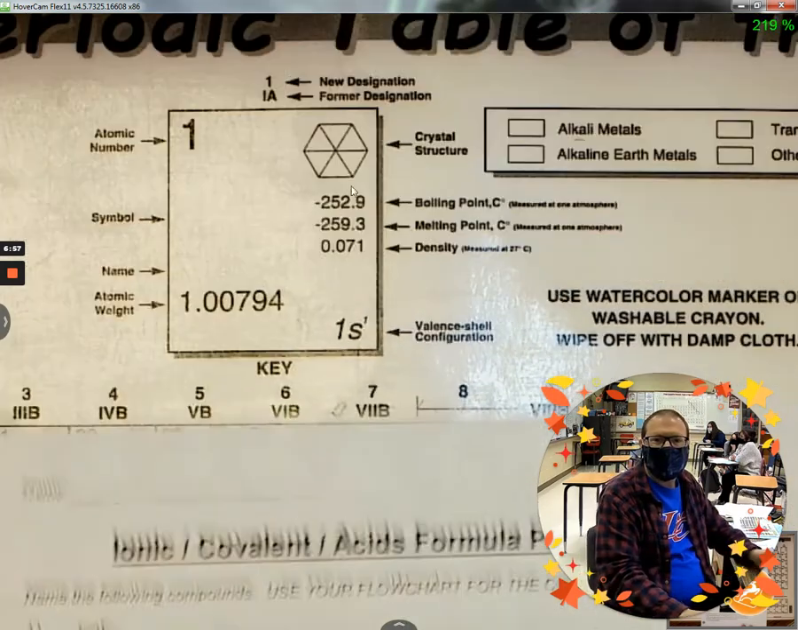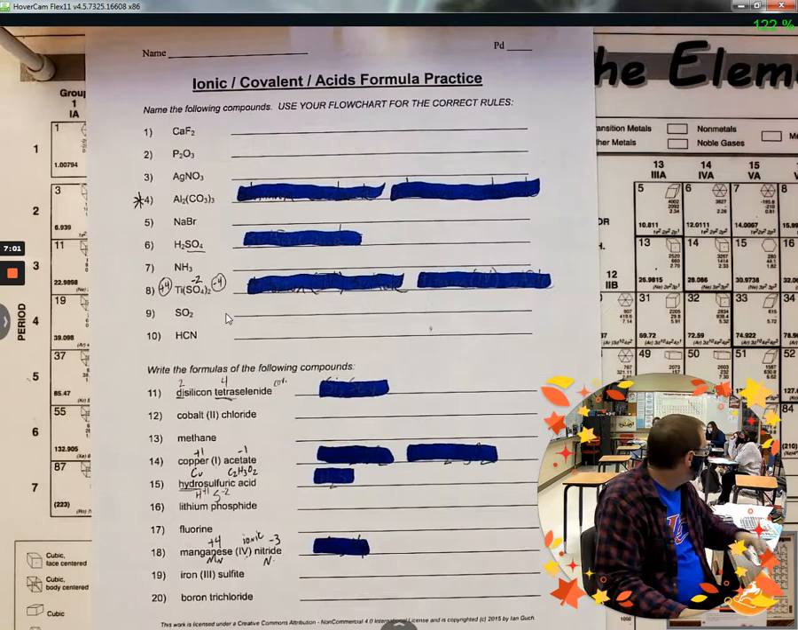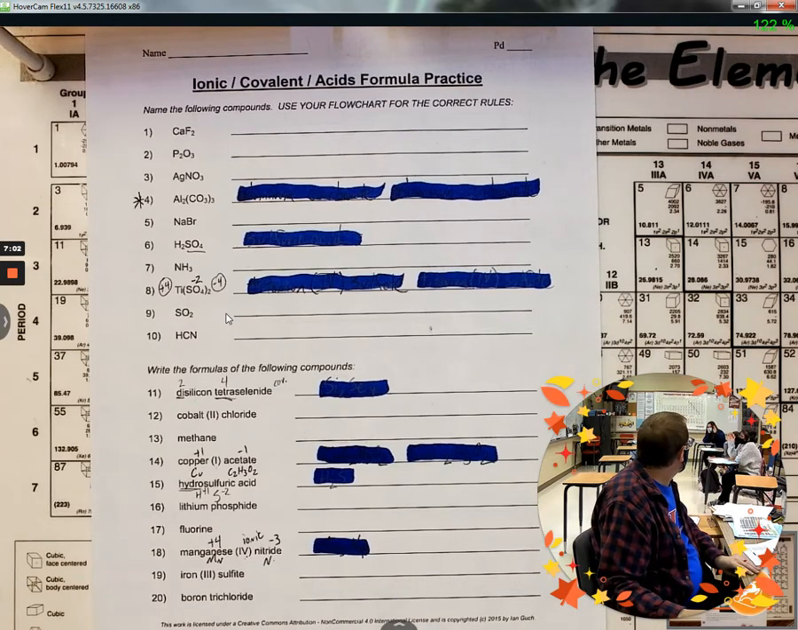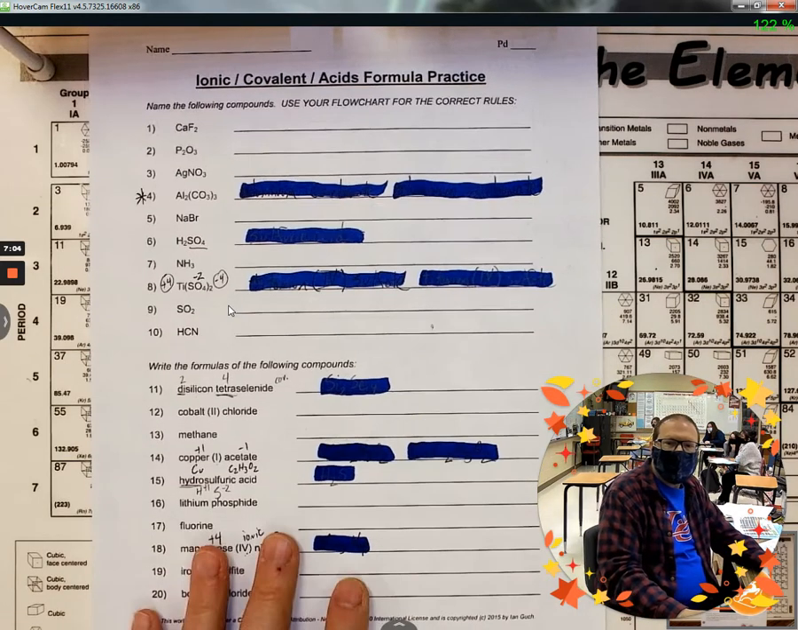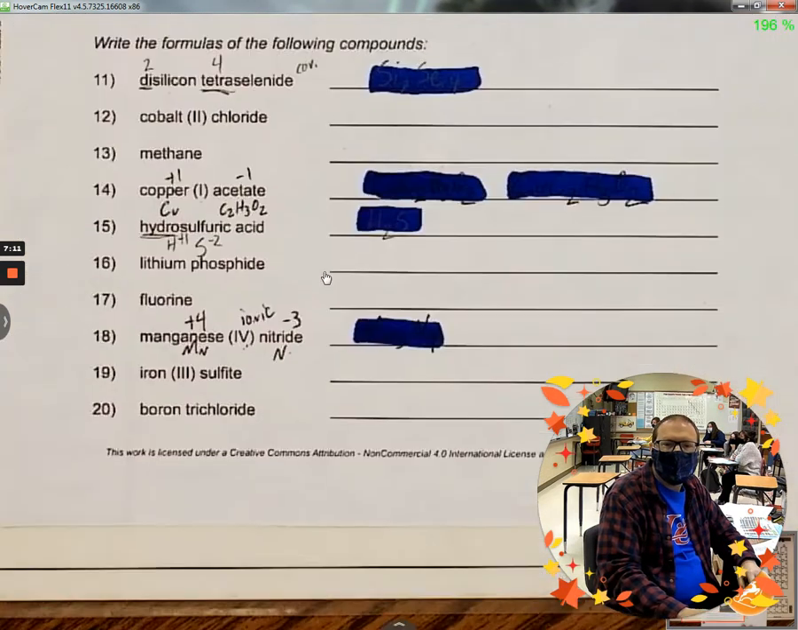If yours has CaF2 at the top, raise your hand. All right, that would be Emily and Shiloh. Emily, pick us out a winner. 18. Number 18. All right.